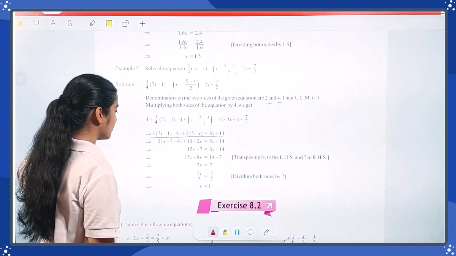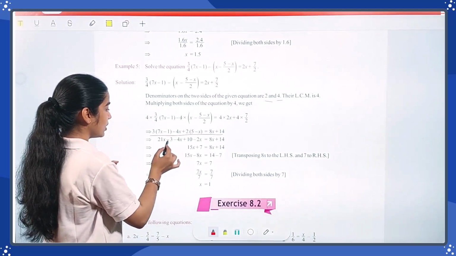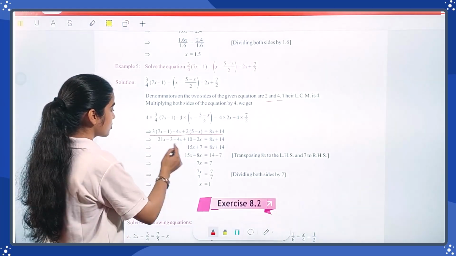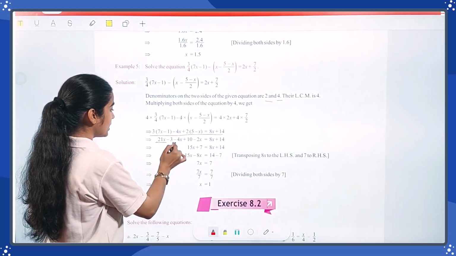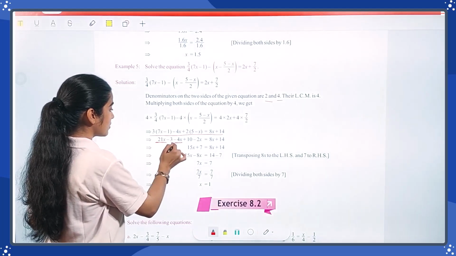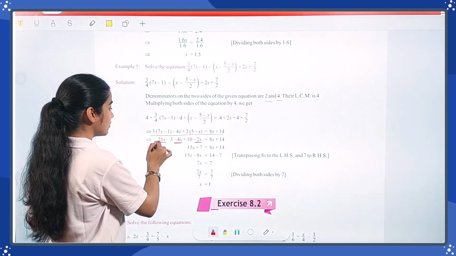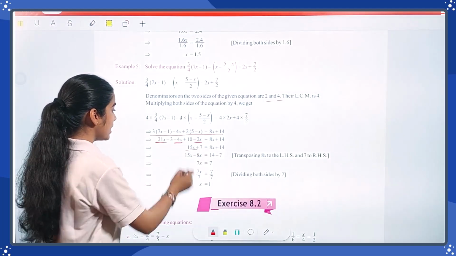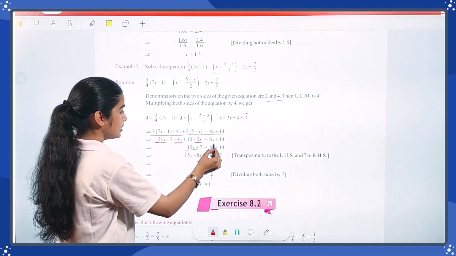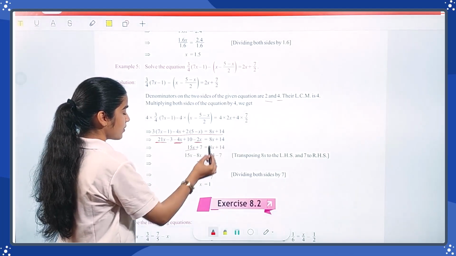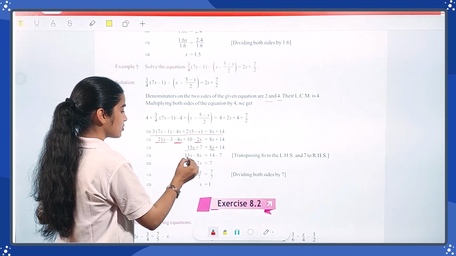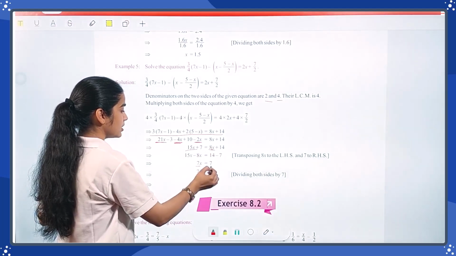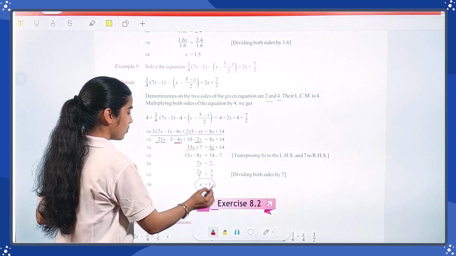Now you have to solve it. You have to shift all your x's towards LHS and all constants towards the RHS. So in the end, 4x minus 21x minus 4x and minus 2x, which means 21x minus 6x. Your result is 15x. Now plus 7. Now 8x plus 14. Now we have to shift this 8x towards LHS. So 15x minus 8x is 7x and 14 minus 7 is 7. So x is equal to 1.